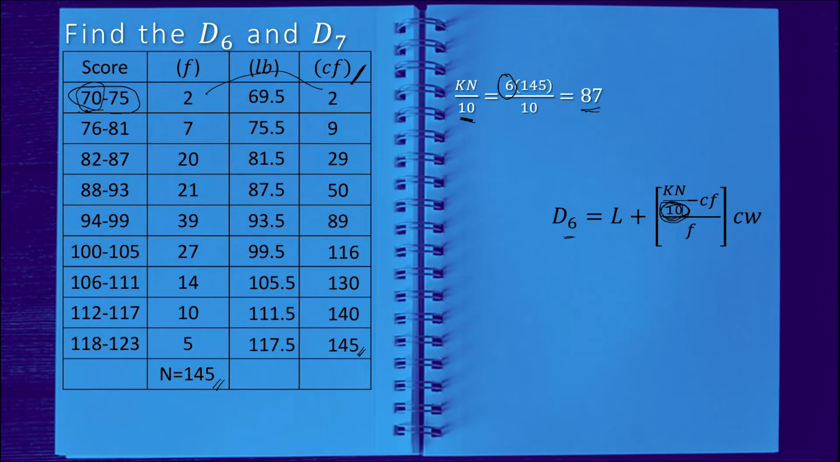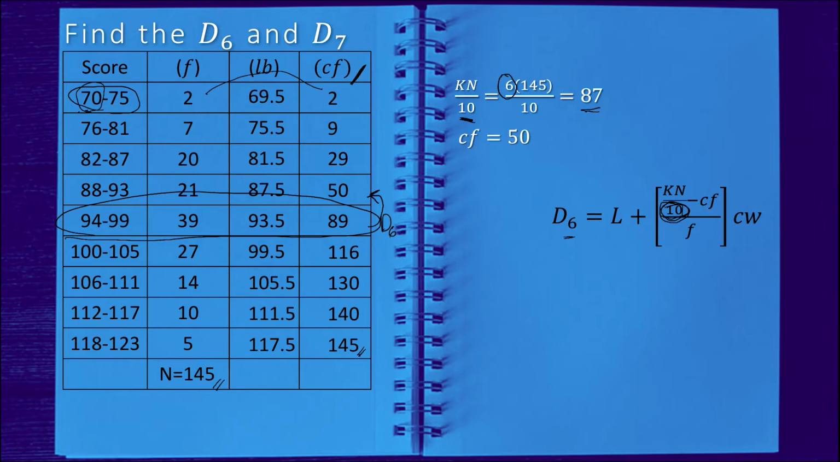Ulitin ko po, naglo-locate po tayo sa cumulative frequency. Okay, we have 2. Bilong ba siya doon? Hindi. Sa 9, hindi din. Sa 29, hindi din. Sa 50, hindi. And then, sa 89. Dito po tayo bilong yung ating D sub 6. D sub 6 is located at 94 to 99, or the position of D sub 6 is in 94 to 99 na interval.